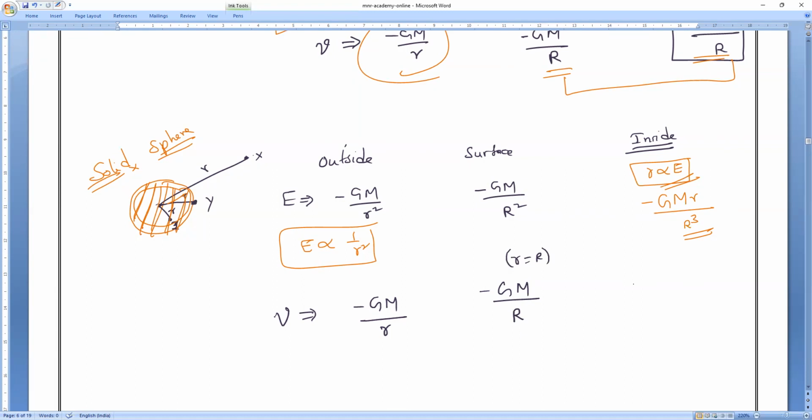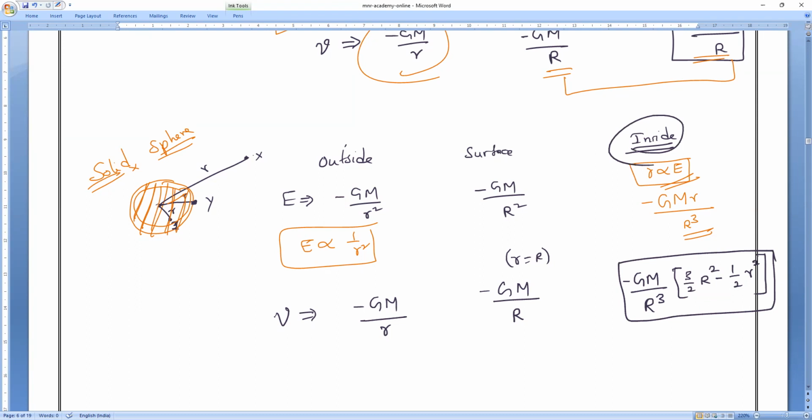And the last one is the most complicated derivation. But it's very, very simple. Derivations, I'll make as simple as possible. But your responsibility is to practice. So it is minus GM divided by R cube into 3 by 2 R square minus 1 by 2 small r square. This is the formula for inside a solid sphere. Do you understand, everybody? Inside a solid sphere, this is what it will be. Are you clear? Please, everyone.